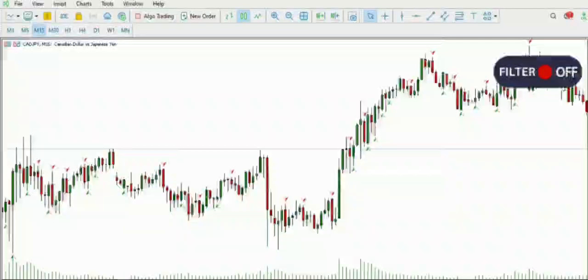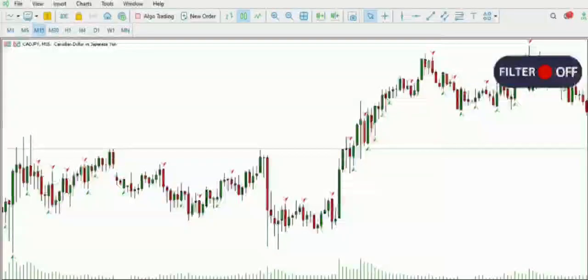Engulfing Candlestick Hunter, and the purpose of this indicator is to scan your charts to find the engulfing candlestick patterns. So let me just give you a quick breakdown of today's video. First I'm just going to do a brief explanation of engulfing candlestick patterns, and then I'm going to show you how to use our Engulfing Candlestick Hunter indicator.